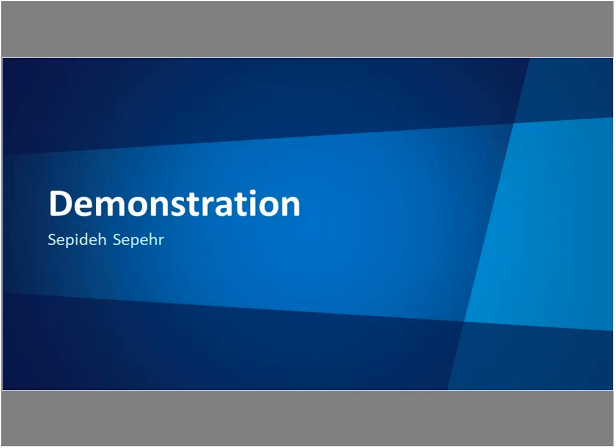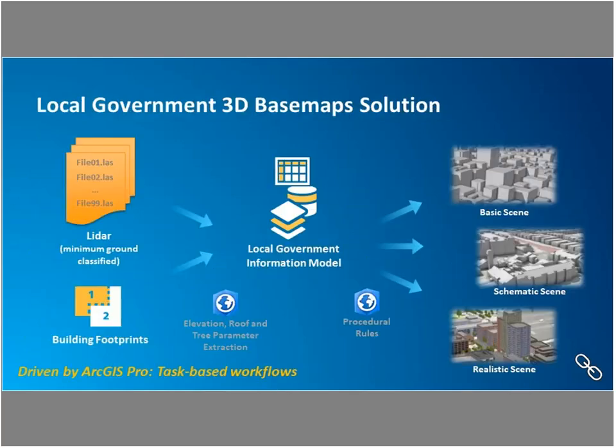Let's do a quick recap of what we just saw, and we're going to revisit these slides that we showed you a little bit earlier. So what Sapide did was take some existing LiDAR data with some building footprints and then use that as part of the local government 3D base map solution to establish the elevation, determine the roof types, and create those 3D buildings and those trees by extracting those features from the DTM and the DSM.